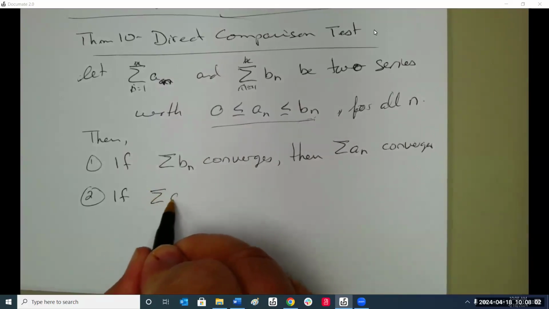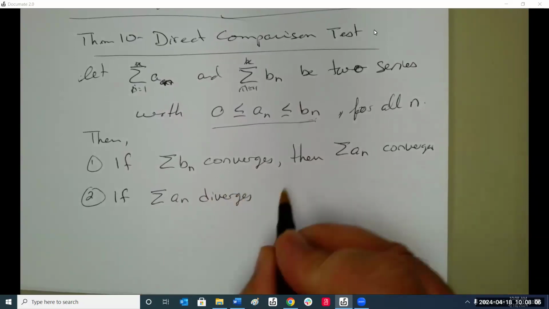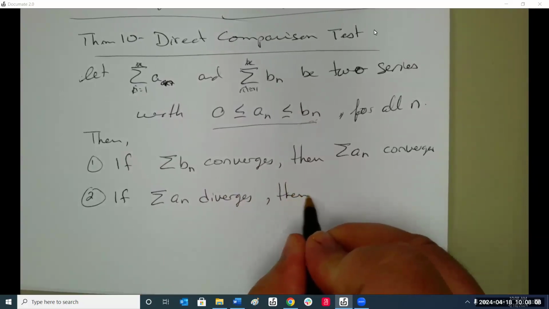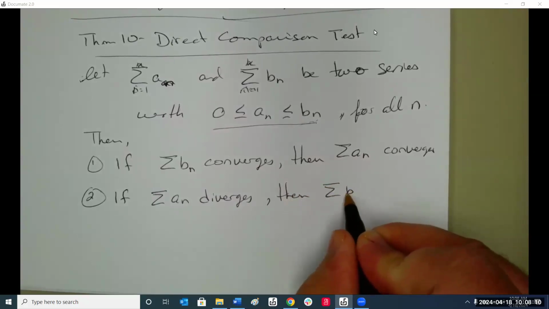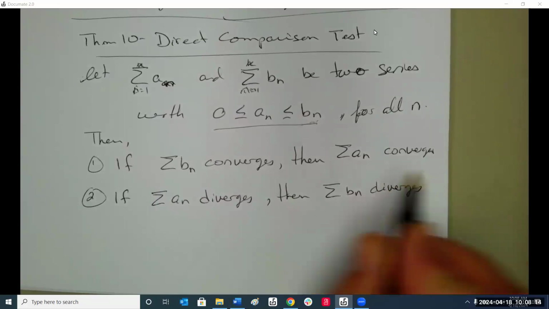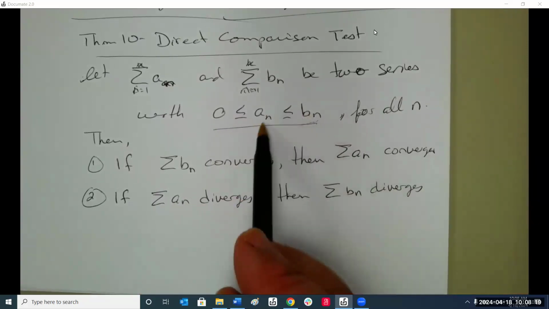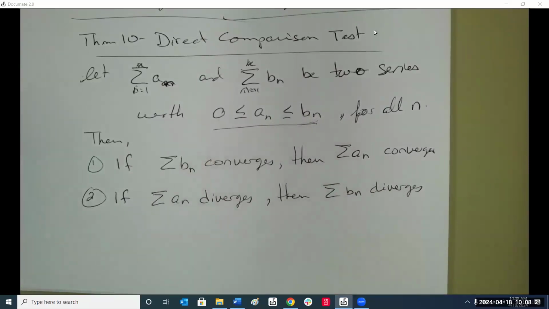Likewise, if A sub n diverges, then the series B sub n also diverges. In other words, if A sub n goes to infinity, then B sub n, since it's greater than A sub n, also has to go to infinity. All right, let's look at some examples.